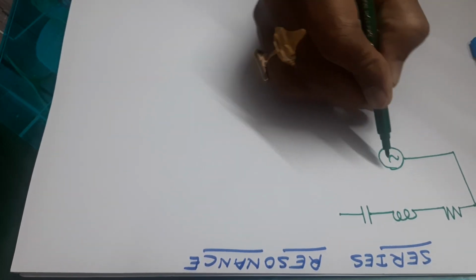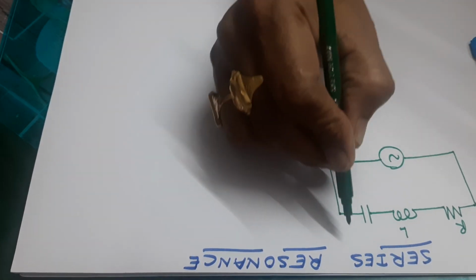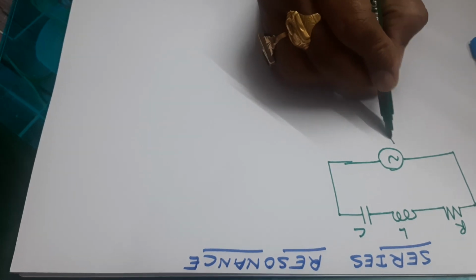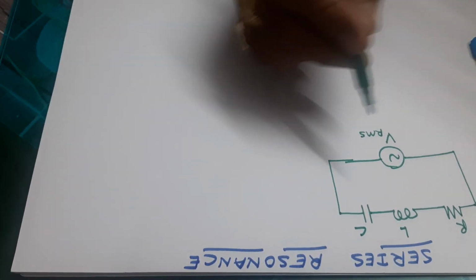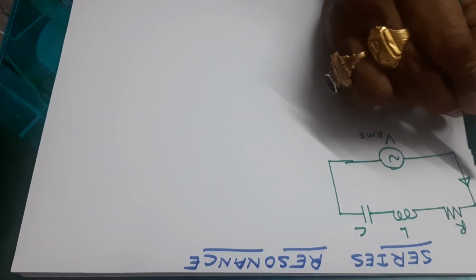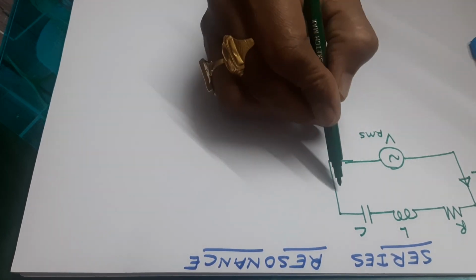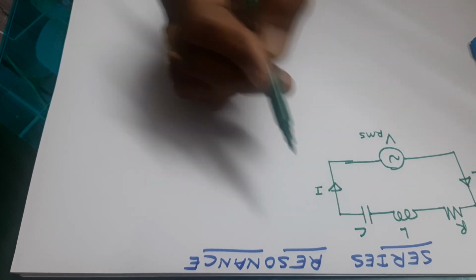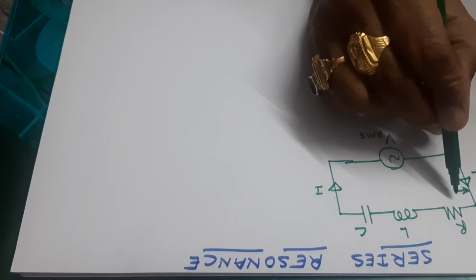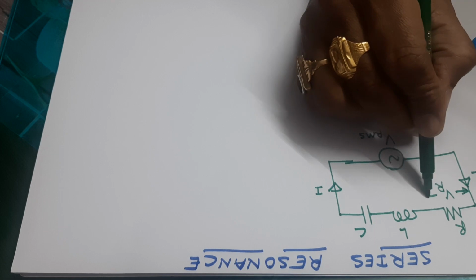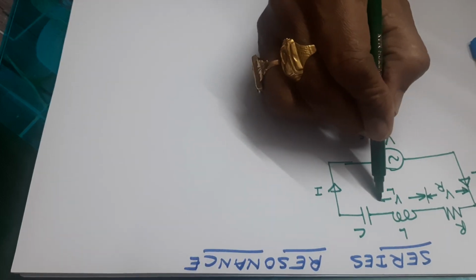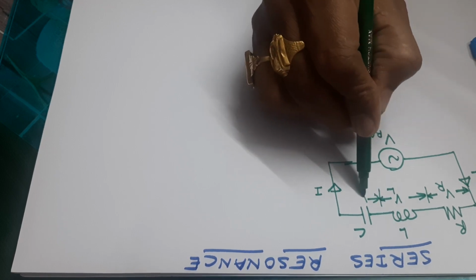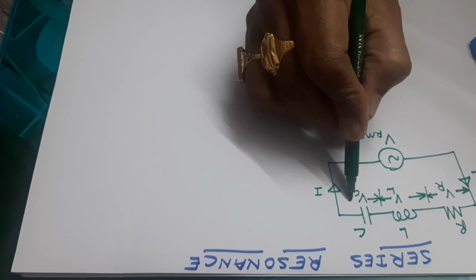The RLC series circuit consists of a resistance, inductance and capacitance, and an RMS voltage of V volts is applied across the circuit. Now this is I. We know that the voltage drop across the resistance is VR, the voltage drop across the inductance is VL, and the voltage drop across the capacitance is VC.